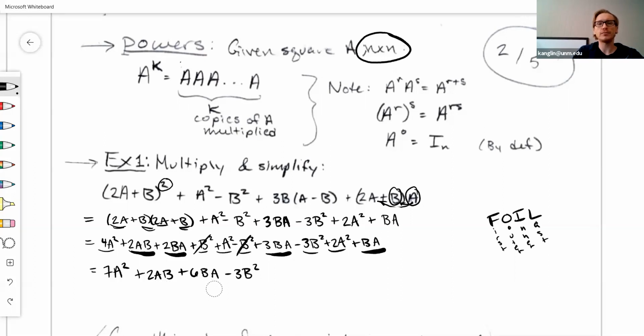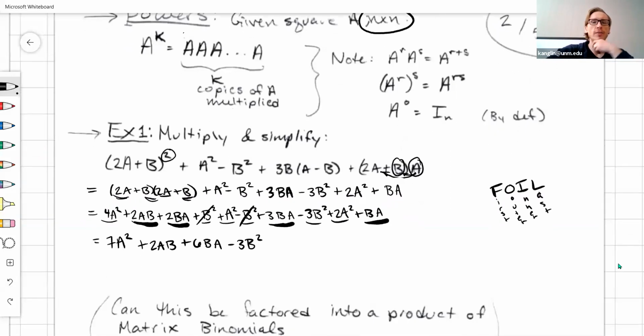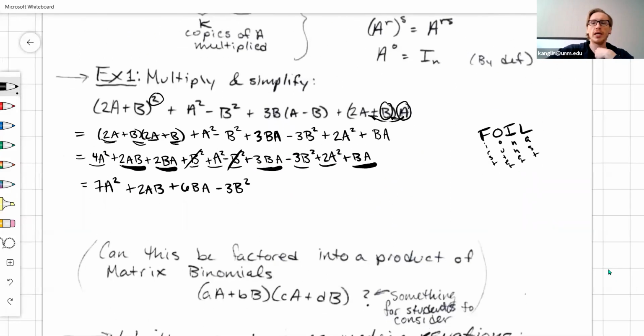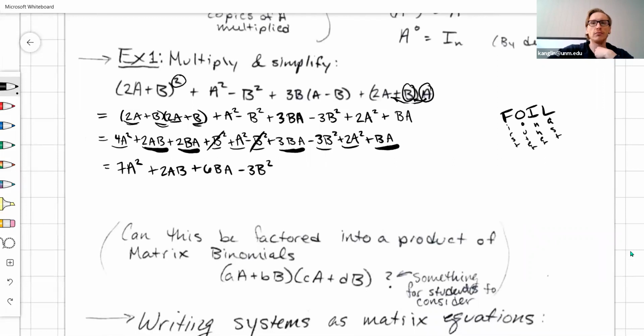So we're stuck here. So that gives you a little sense of what you have to be careful about when manipulating these matrix multiplication expressions. What I want is for you to think about this on your own, and maybe get in touch in office hours or by email to explore more. Can this result we ended up with be factored into a product of matrix binomials? Scalar A times matrix A plus scalar B times matrix B, plus some other scalar C times A plus some other scalar D times matrix B.